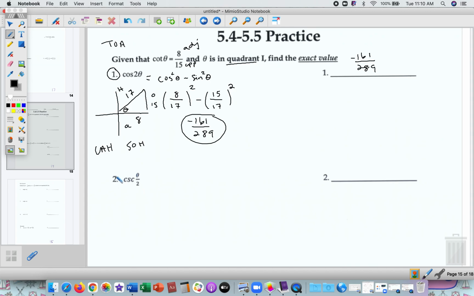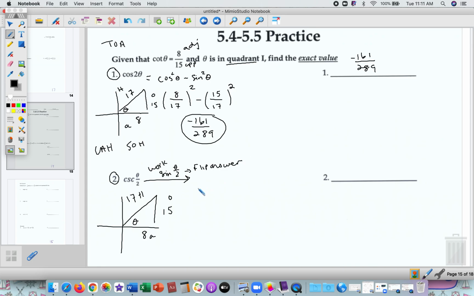Let's look at this next one. It says cosecant theta over 2. Again, we're working with that same triangle, so we know 15 is the opposite, 8 is the adjacent, and 17 is the hypotenuse. For the formula for cosecant of theta over 2, we want to first work with sine of theta over 2, the reciprocal, because we have the formula for that. Then we'll flip the answer because the answers are reciprocals of one another.